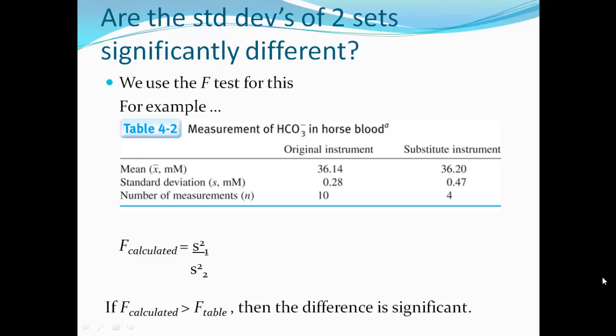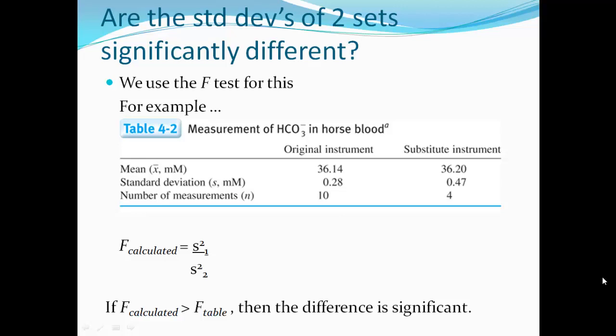F calculated is equal to the square of the standard deviations, which, remember, I told you was called the variance. So the variance of the first measurement divided by the variance of the second measurement. You always put the larger standard deviation in the numerator because you want your answer to be greater than 1, obviously. So that's how you know what to put on the top. At the end of the calculation, if the F that you calculated is greater than the F in the table, then the difference is significant. So those standard deviations don't really relate to one another.